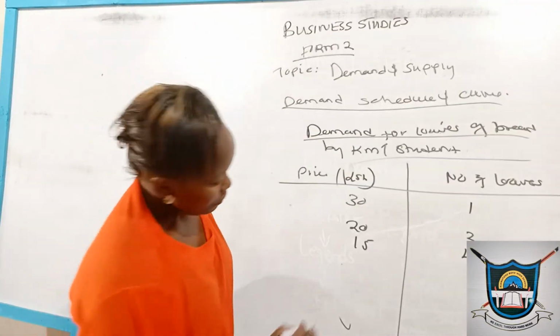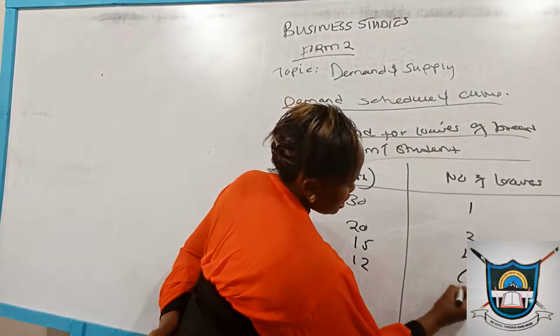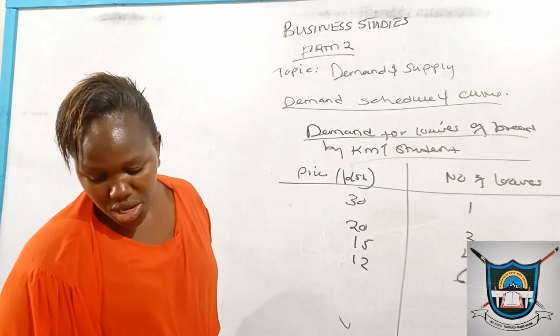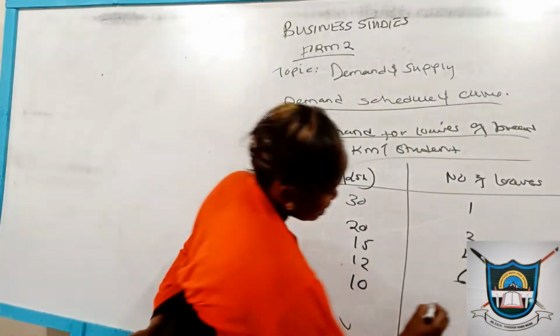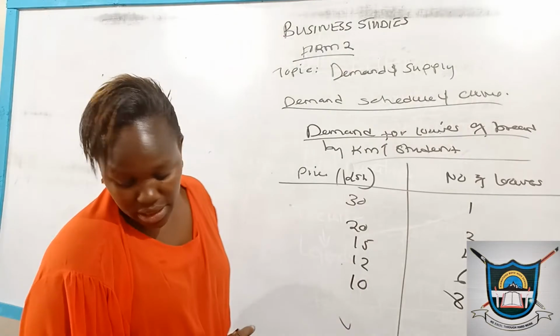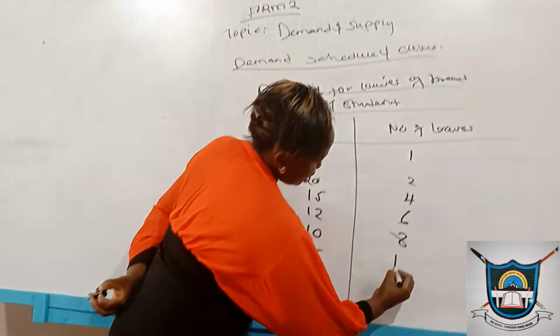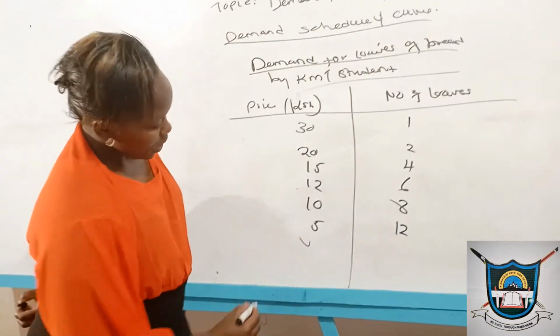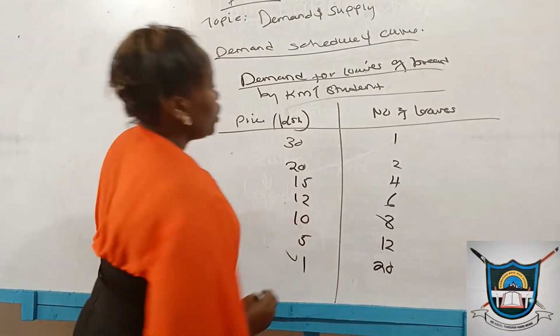At 12 shillings, the number demanded is 6. Then at 10 shillings, the number demanded is 8. Then at 5 shillings, the number demanded is 12. And then at 1 shilling, the number of loaves demanded is 20.